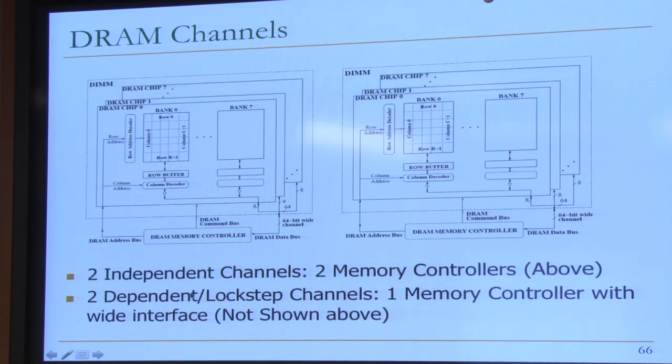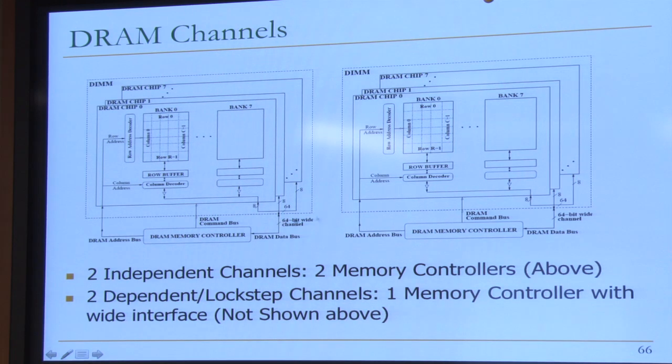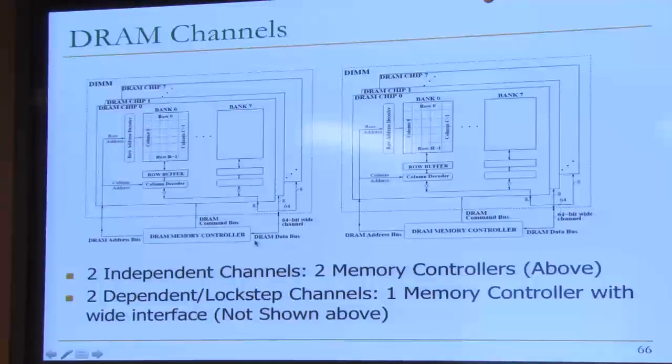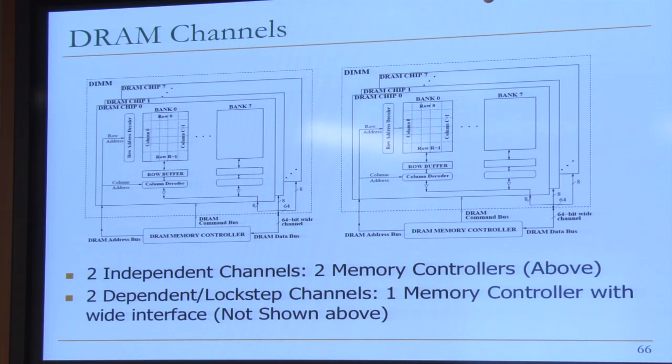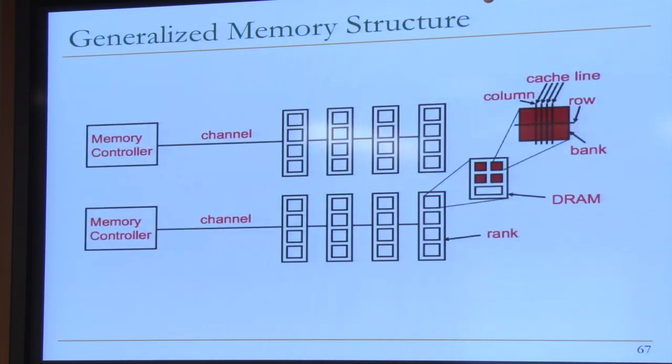But you can also have dependent or lockstep channels where you actually have a single memory controller controlling an even wider interface. Right? Here we have two 64-bit wide channels. Instead, if you want to get 128 bits in one access, you can have a single memory controller controlling two DIMMs. Right? It's basically sending the same command to the two different DIMMs. OK? OK. So this is kind of generalizing the memory structure we're building up. Right?